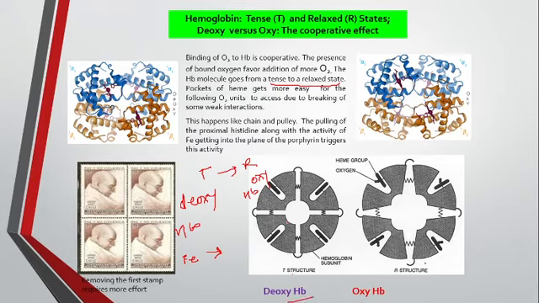Hemoglobin is an allosteric protein. What is an allosteric protein? An allosteric protein does not have a fixed property. Its functional characteristics are regulated by specific molecules present in its environment. That means as we change the environment, it changes its character. That is called the allosteric nature of the protein.